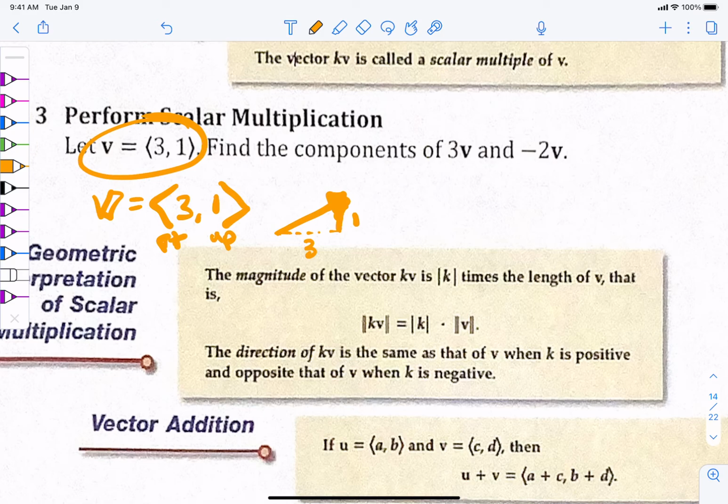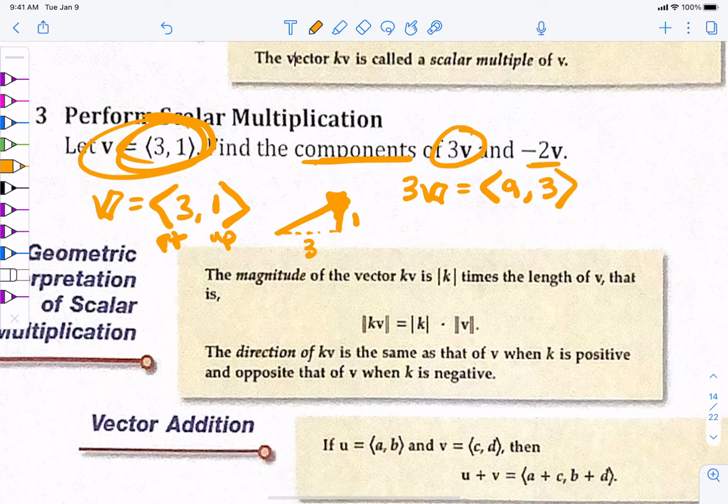They want me to find the components, which is component form. We still use the triangular brackets of 3v. So I'm taking v and I'm making him 3 times as big, kind of like what we did. So what would be the component form of 3v? It would be 9, comma, 3. That's what 3v is.